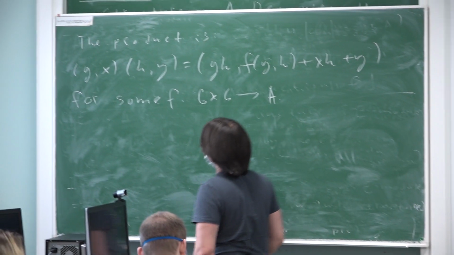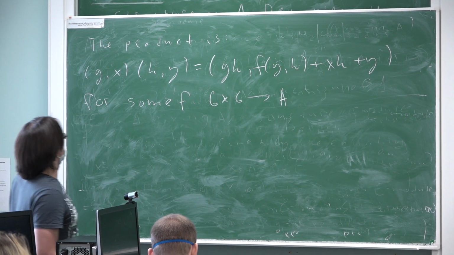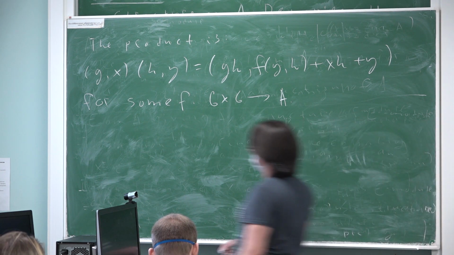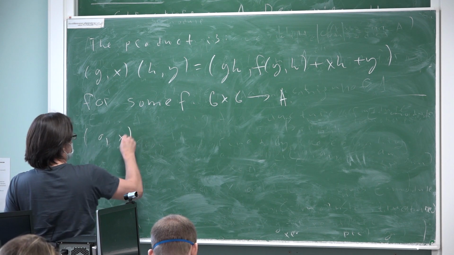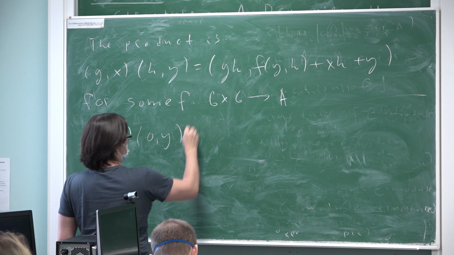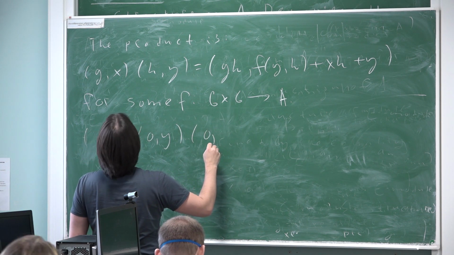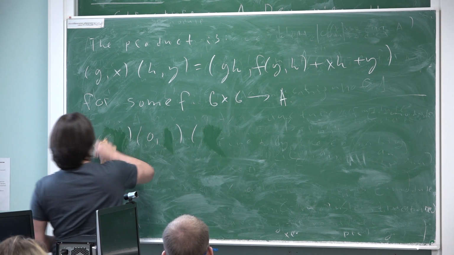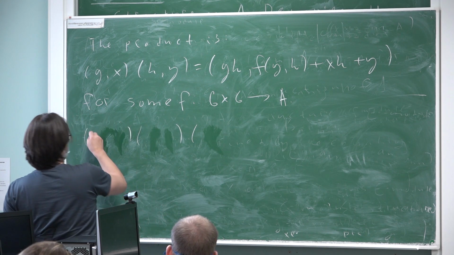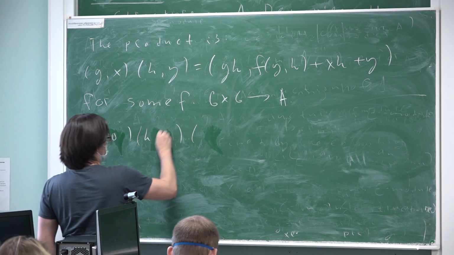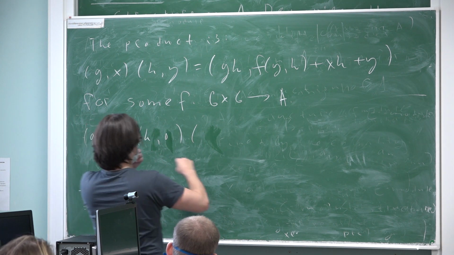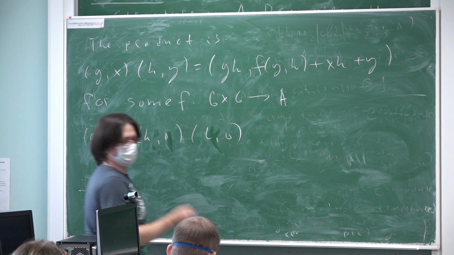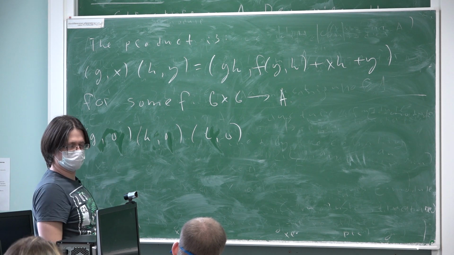Let you believe that if we have associativity for such elements, G, H, and T, then we will have associativity for four elements.